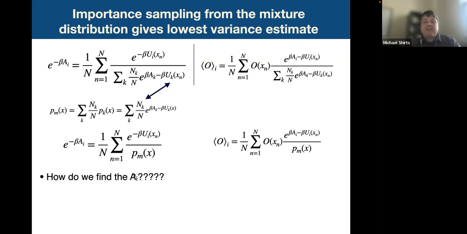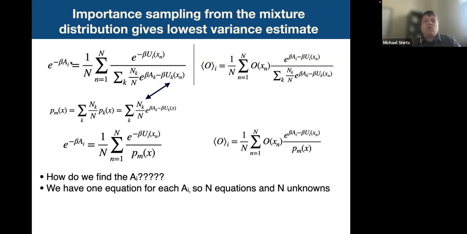How do we find the free energies? Well, we've got this equation that is true for each of our individual umbrellas. There are then n equations and n unknowns. Technically, it turns out the free energy differences are the only thing that matters. So you eliminate one of the unknowns, because one of the equations is dependent on the others. So there are n-1 equations, n-1 unknowns.